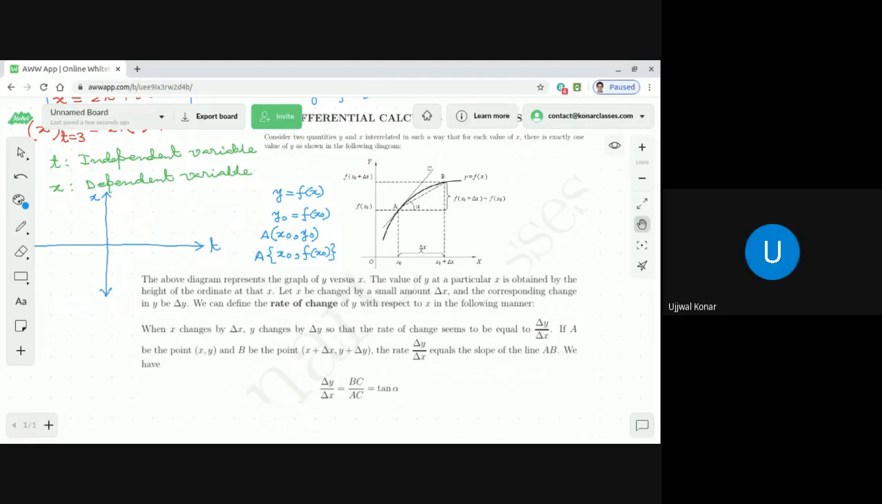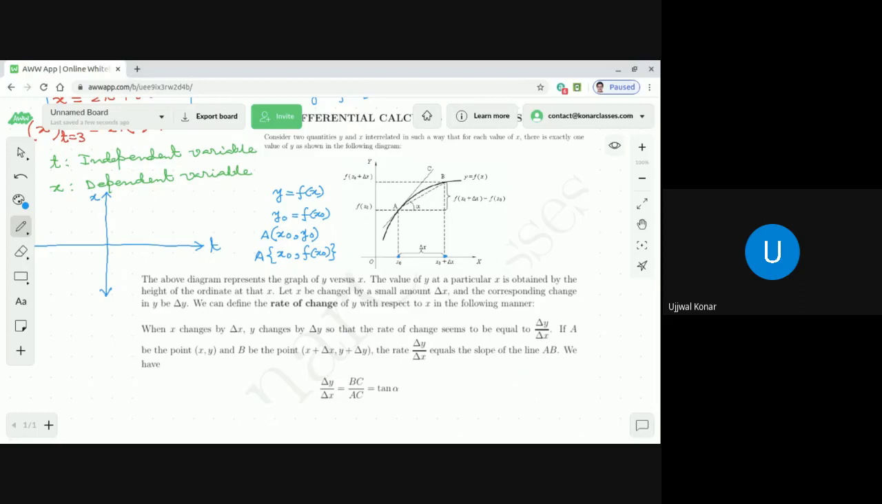So now, if you look into this, what I was telling is that when x changes by delta x, that means x is changing by delta x. So this is the initial value of x, and this is the point. After that, it's changed by delta x. By the way, delta x is a very small value, but to show it in a proper manner, I have stretched delta x. Otherwise, it is a very, very small value.